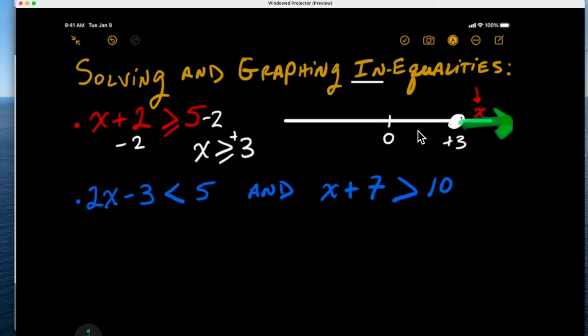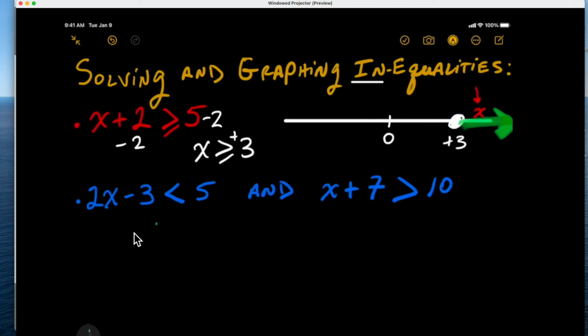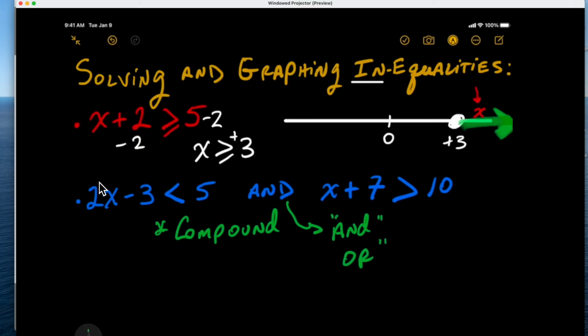inequality, solving and graphing. But in this video, I'm going to focus on what you see in blue. These are called compound inequalities. Compound inequalities mandate that you solve two separate inequalities. And then you have to take into account whether you want to graph an AND problem versus an OR problem. And throughout this video, this is the type of problem that we are going to deal with.